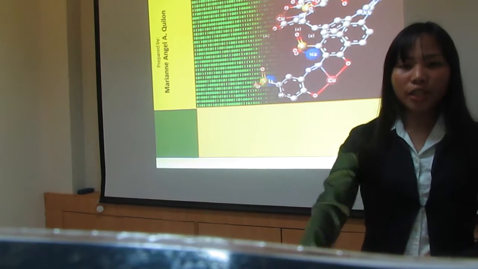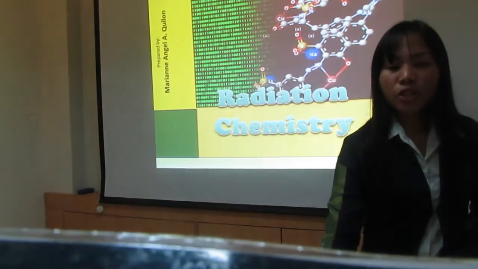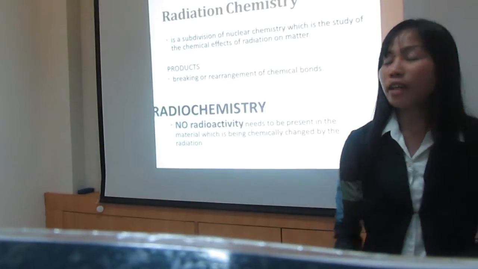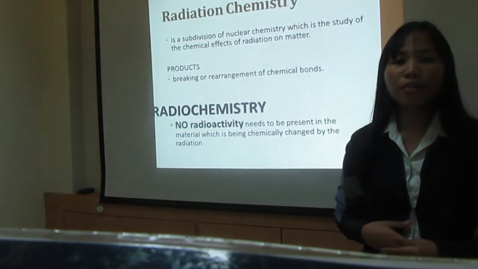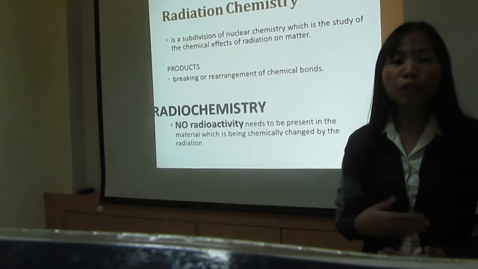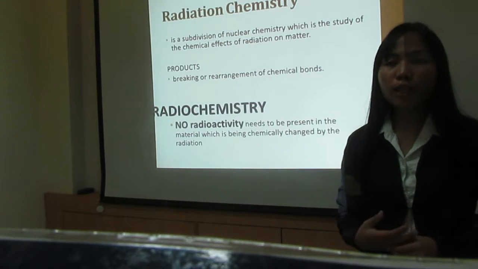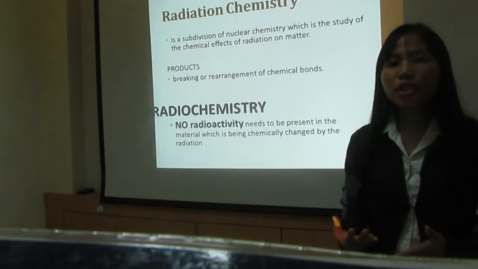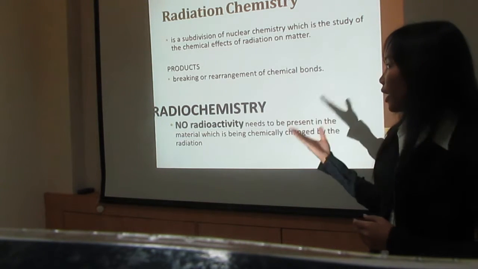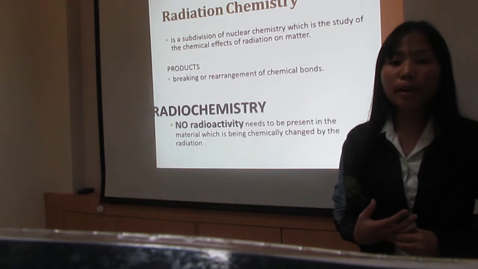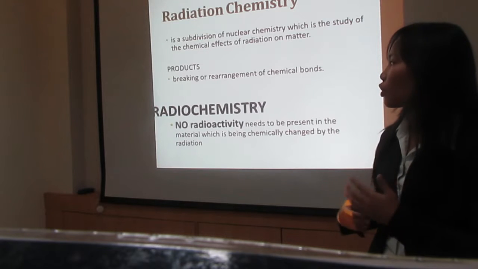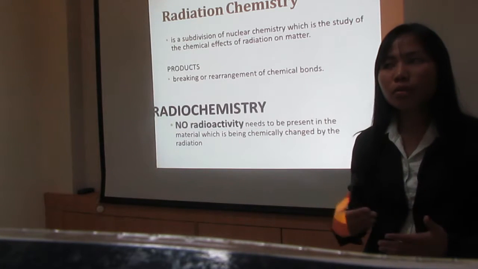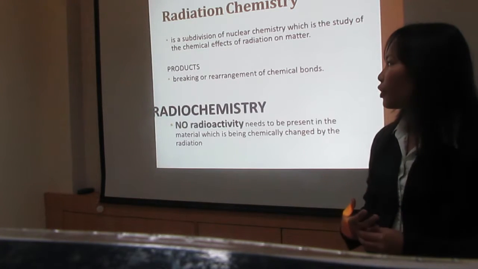So let's get started. Radiation chemistry is a subdivision of nuclear chemistry which deals with the chemical effects of ionizing radiation with the matter it interacts with. As a result of energy absorption, chemical bonds are broken or rearranged, leading to the decomposition of some of the initial molecules and the formation of new ones. Later we'll be discussing it further.